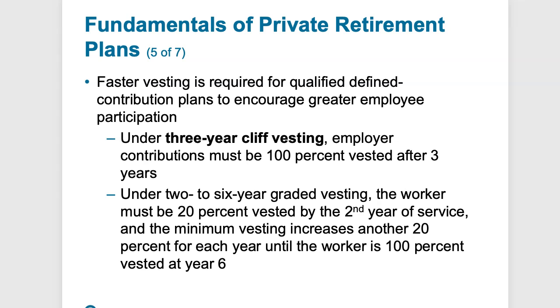So having a more aggressive 3-year vesting plan where employee contributions will be 100% vested after 3 years, that's going to be more encouraging. There could also be a 2 to 6 year graded vesting where the worker must be vested 20% by the 2nd year of service, and the minimum vesting increases by an additional 20% each year until they reach 100% in the 6th year. So these are just different vesting platforms.